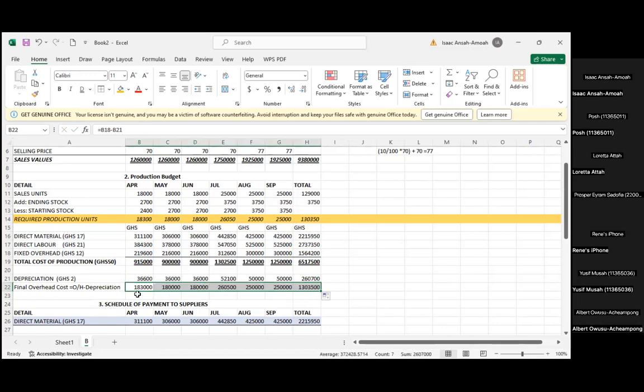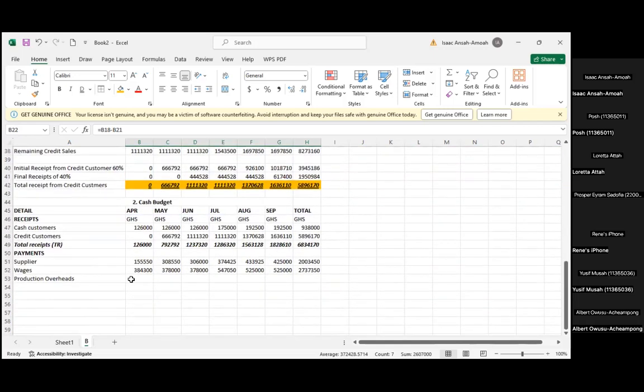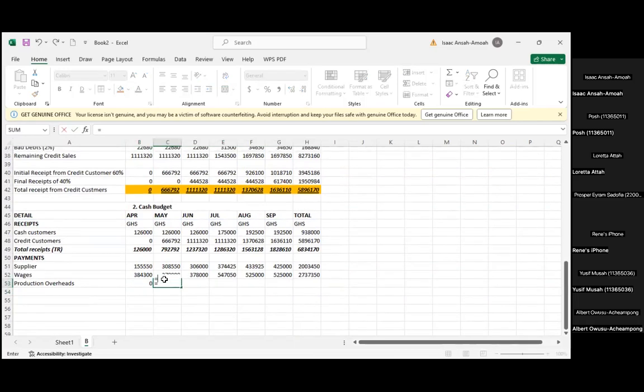But this figure will be paid for in May. This figure is paid for in June. This is paid for in July. This is paid for in August. This is paid for in September. September's final overhead cost is paid for in October. Okay, so let me report this. So here is 0. You come here, it will be the overhead cost minus depreciation for the first period.